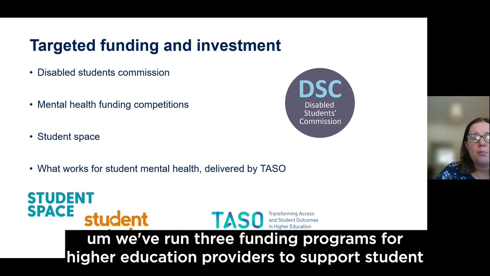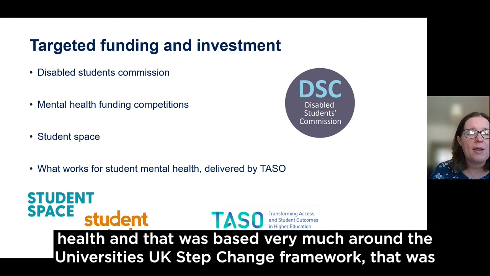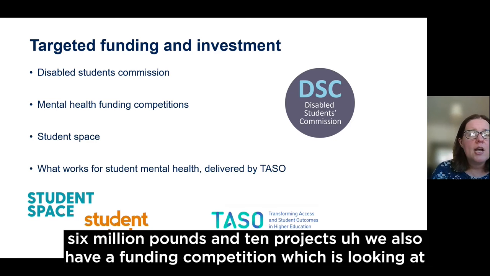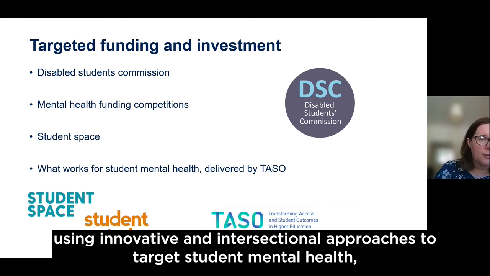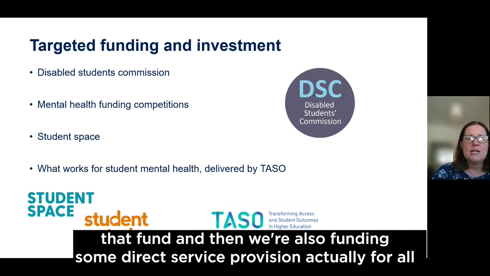We have run three funding programmes for higher education providers to support student mental health. The first focuses on creating a step change in student mental health, and that was based very much around the Universities UK step change framework. That's £6 million and 10 projects. We also have a funding competition which is looking at using innovative and intersectional approaches to target student mental health. The projects were announced last August, and we're running 18 projects through that fund.